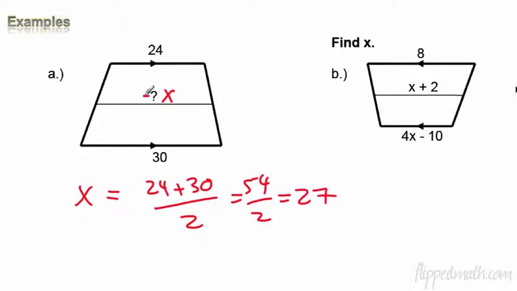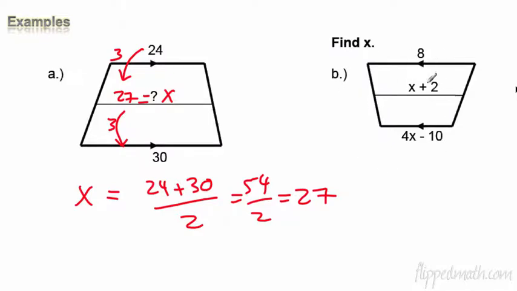So if I throw x equals 27 here, 24 to 27 is 3, and from 27 to 30 is 3. It's the same distance. This is in the exact middle of 24 and 30. All right, let's try letter B.